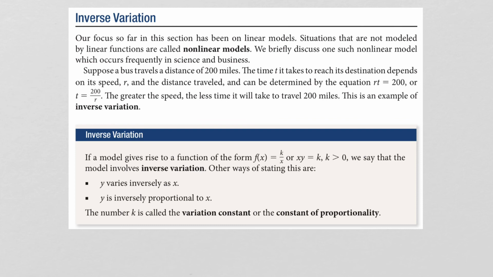Now up above here we have an example of an instance when this is used. So for example, suppose a bus travels a distance of 200 miles. The time that it takes to reach the destination depends on the speed r. And the distance traveled can be determined by the equation r times t is equal to 200. Or if you solve for t, t equals 200 divided by r. So in other words, the greater the speed, the less time it will take.